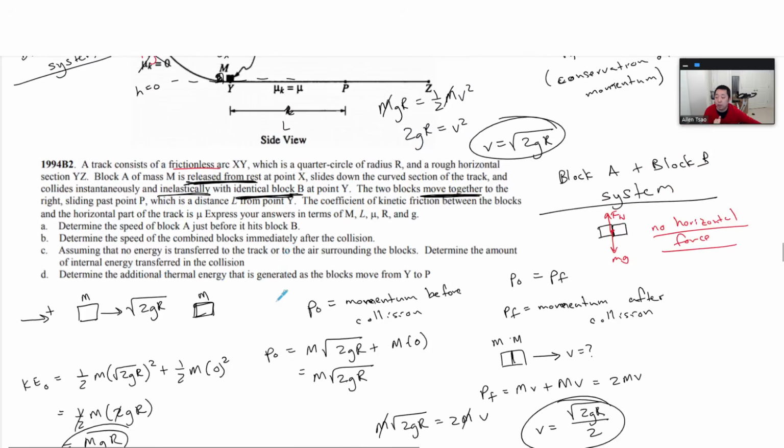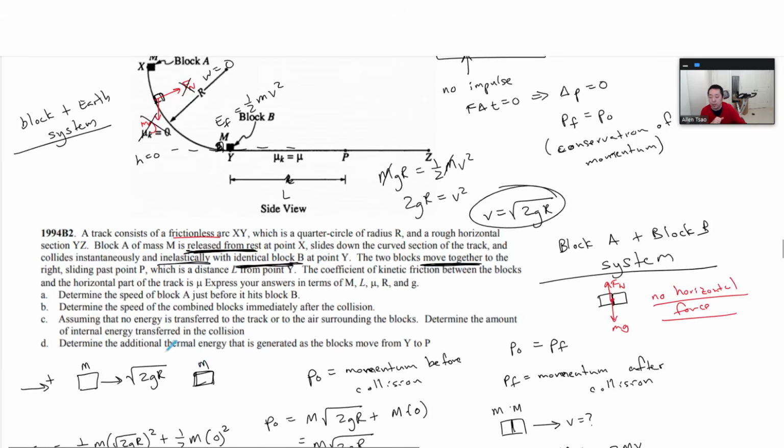Determine the additional thermal energy that is generated as the blocks move from Y to P. Whenever you're talking about thermal energy, I don't know if they'll do that too much anymore. This is kind of old style, but any work done by friction generates thermal heat. That's why when you're cold, you rub your hands together, and that warms up your hands. That's because you're using friction to generate heat. So work done by friction generates thermal energy. That's the one thing we think about.